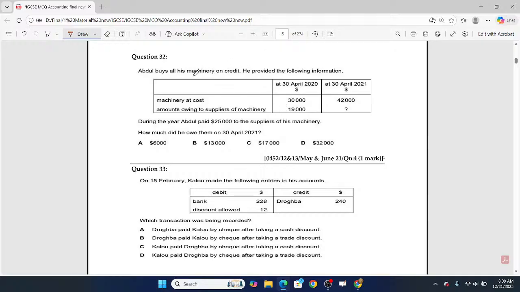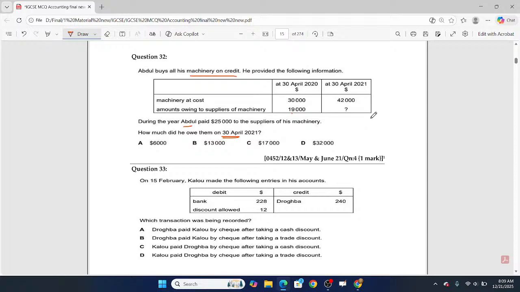Abdul buys his machinery on credit. He provided the following information: machinery at cost in the beginning and end, amounts owing to the supplier of machinery being 19,000. During the year, Abdul paid 25,000 to the supplier of his machinery. How much did he owe them on 30th April 2021?